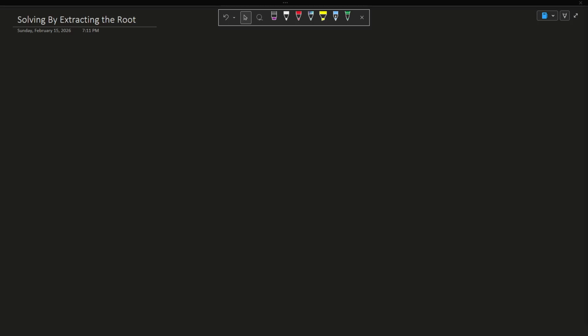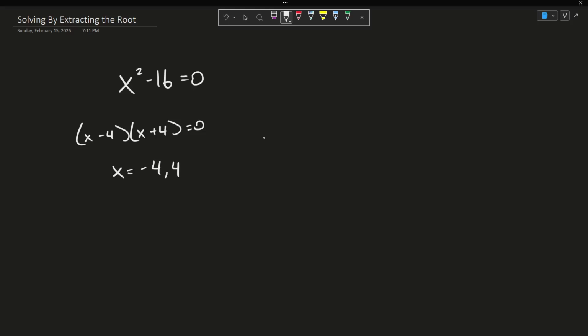Also, factoring has that other barrier that you must always set it equal to 0 first. You must simplify it, but we want to find the most efficient way possible. So here is one way. Let's look at this equation again. If you recall, when we solved this, we factored it: x minus 4, x plus 4 equals 0, to get x equals negative 4 and positive 4.